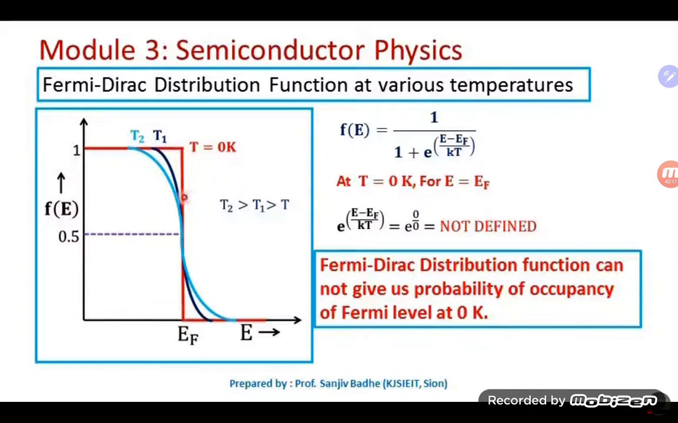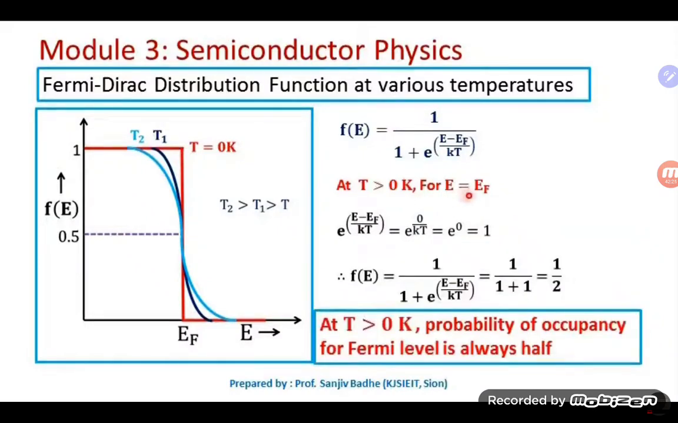So there is a transition occurring in this graph. The probability of occupancy is not giving us a single value. So for E equal to EF, T equal to 0, it is not possible to calculate the probability of occupancy by using the Fermi-Dirac distribution function. But let us now try to calculate the probability of occupancy for E equal to EF and T greater than 0. So for temperature greater than 0 Kelvin, for the Fermi energy level, let us calculate the probability of occupancy.